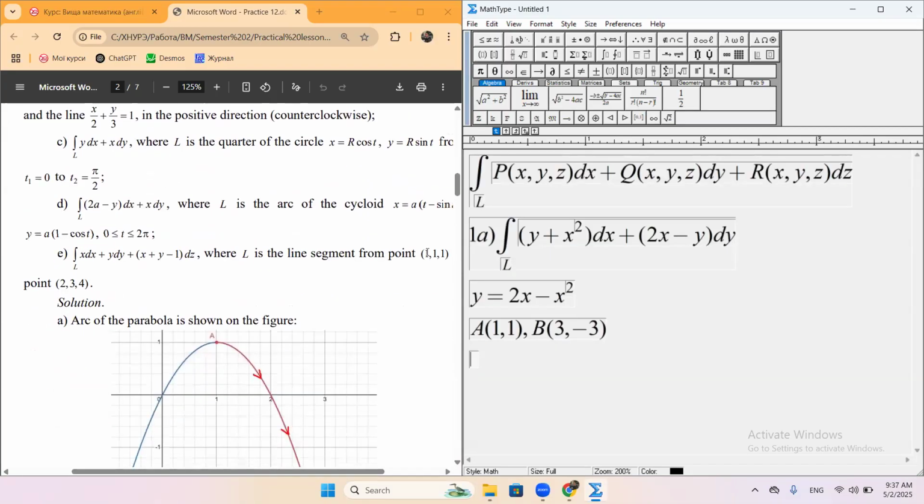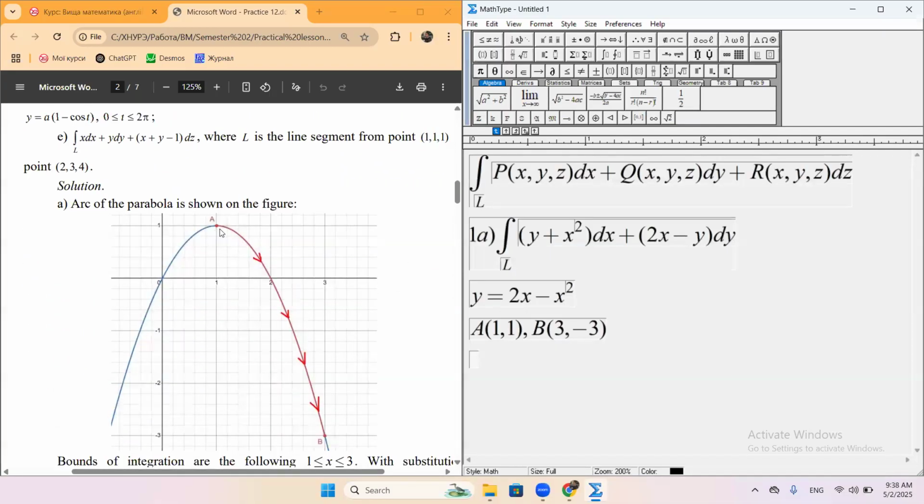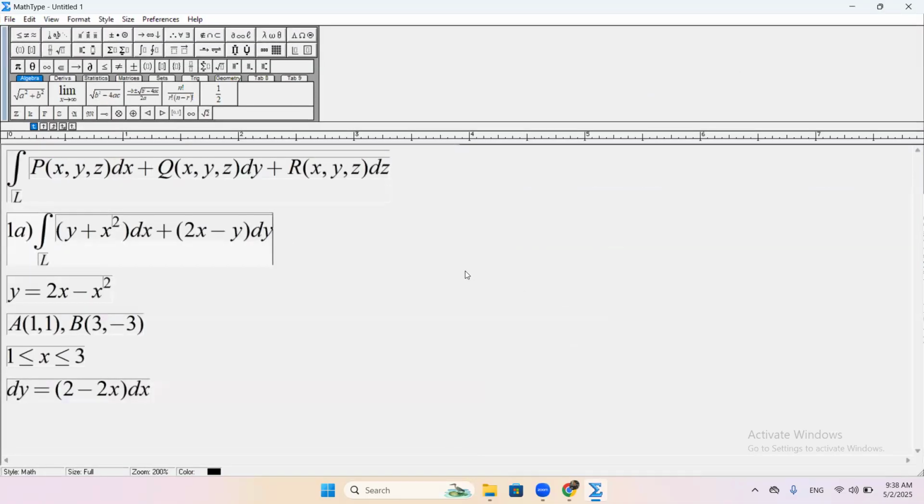Okay, let's look at the plot, at the graph, so we can see it here. Point A, point B, and we will transform this line integral into the definite integral. So limits of integration by x from 1 to 3. And what about y and dy? We will substitute this function. So dy equals (2 minus 2x) dx. So we will substitute everything into this integral.